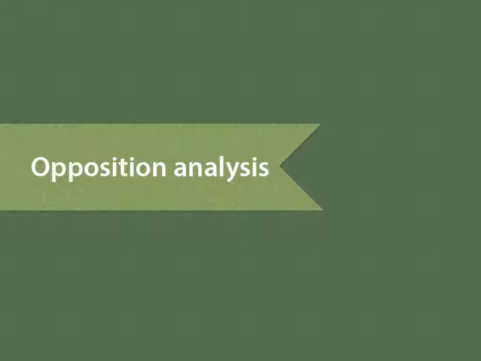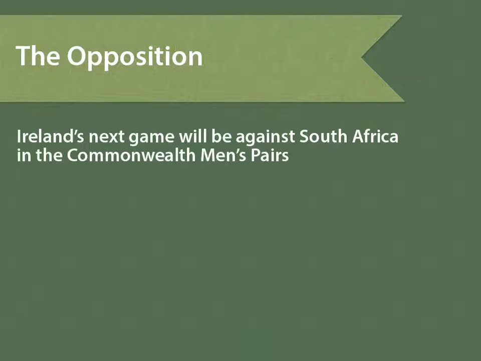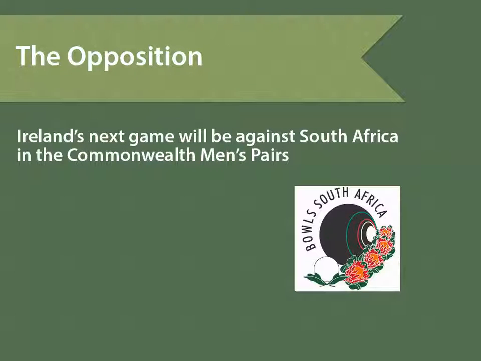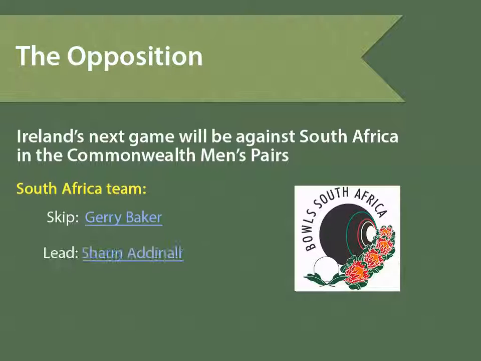Opposition analysis. The opposition. Ireland's next game will be against South Africa in the Commonwealth men's pairs. South Africa's team is skip Gerry Baker, lead Sean Adenall.